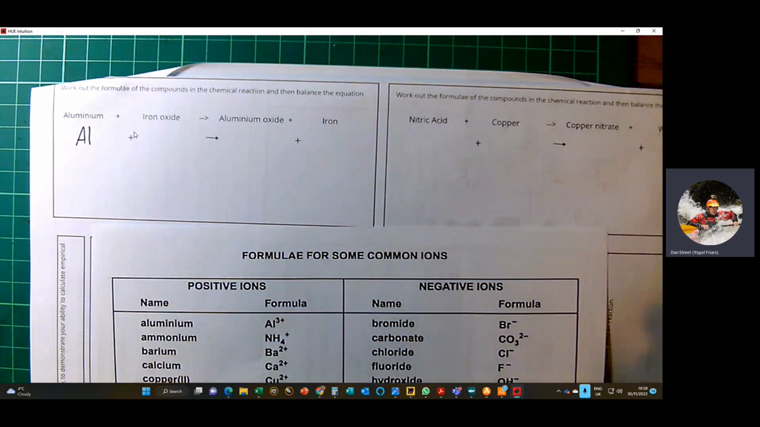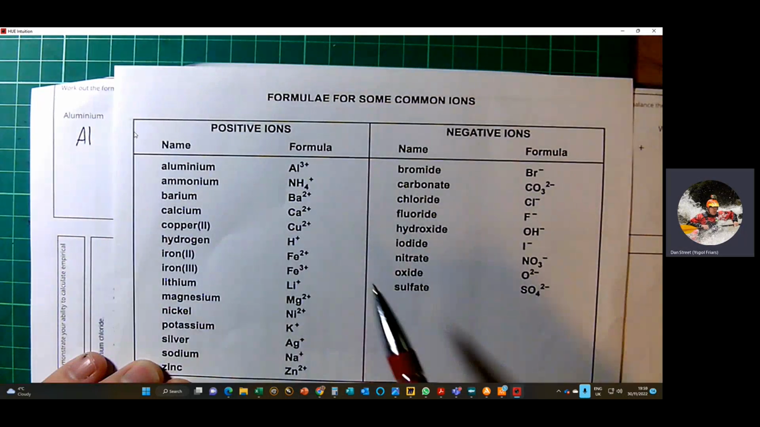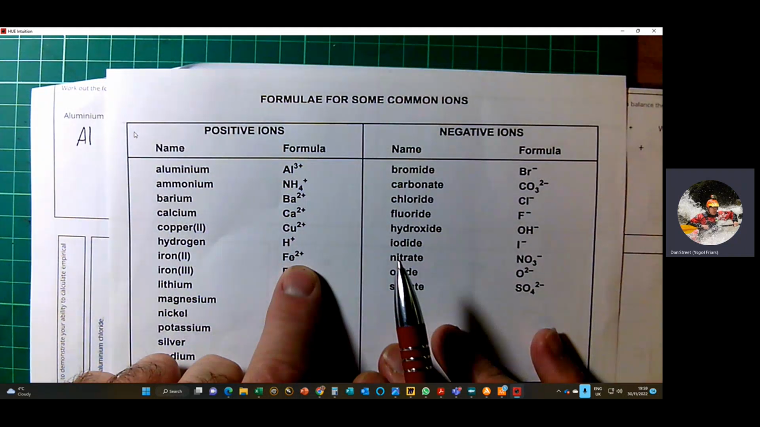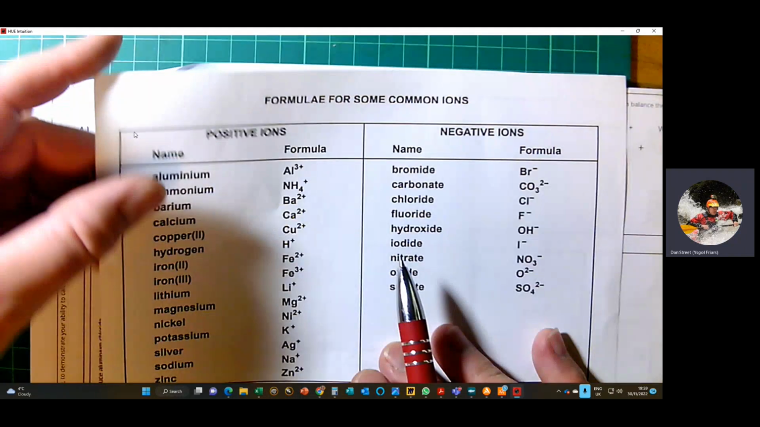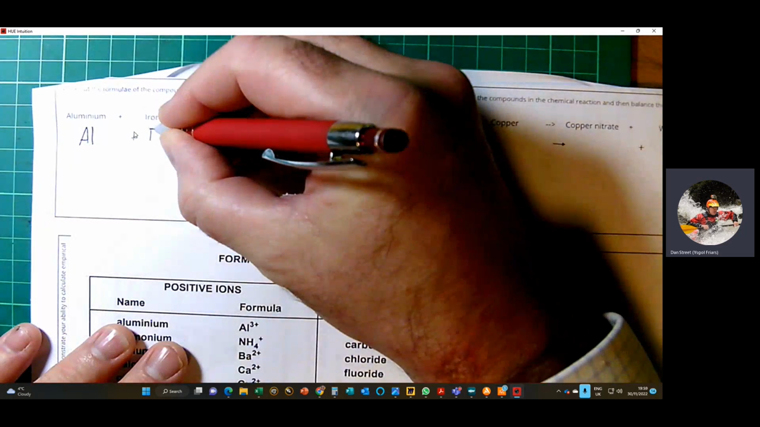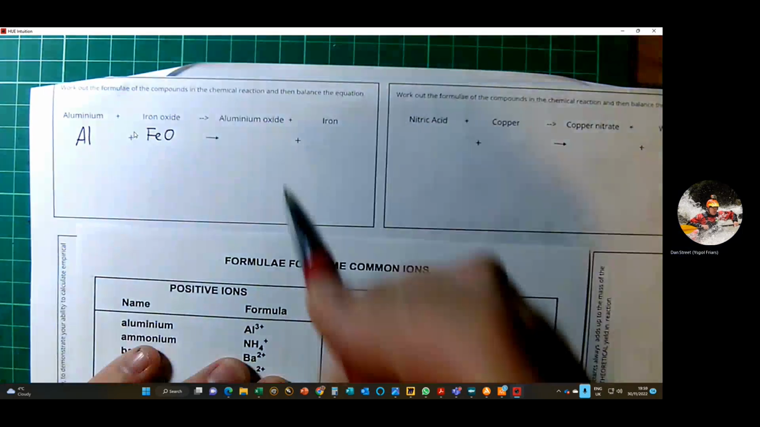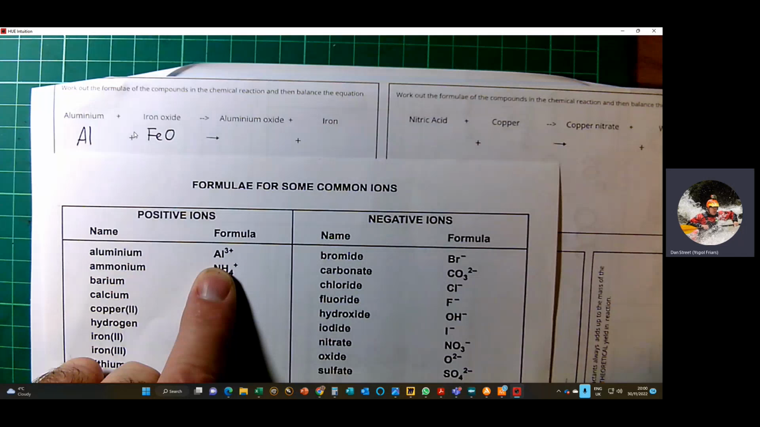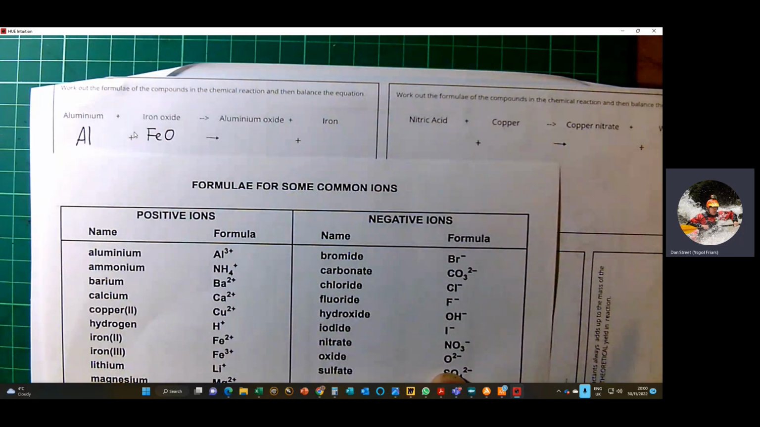If we have a look at our formula for some common ions, we've got a 2+ and a 3+. Now as the question doesn't specify which, it doesn't matter which one you do, so I'll do Fe2+ first. So iron oxide, if it consisted of Fe2+, and you combine that with an oxide ion, which is O2-, then the formula would be quite straightforward. It would be simply FeO.